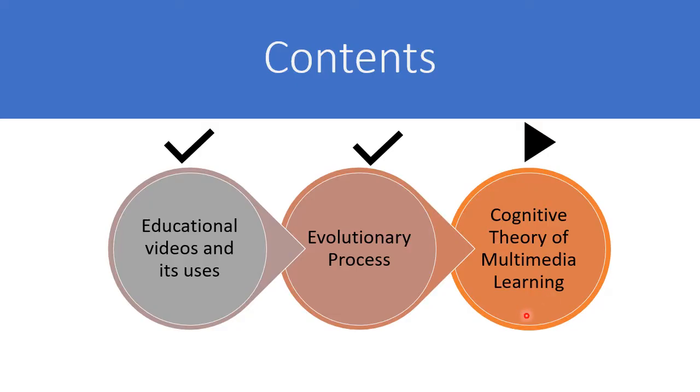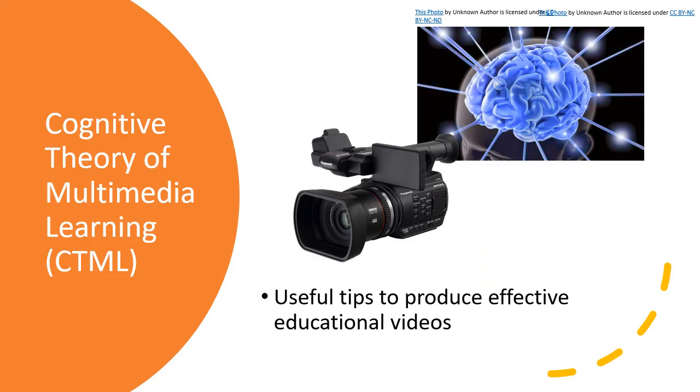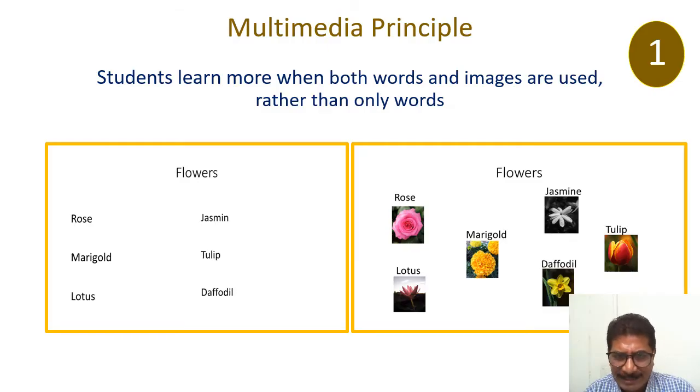Now we are moving to the next item, cognitive theory of multimedia learning. This cognitive theory of multimedia learning, CTML, gives us some useful tips to produce effective educational videos. First, multimedia principle. Students learn more when both words and images are used rather than only words.